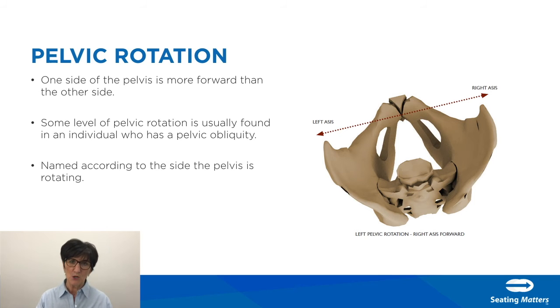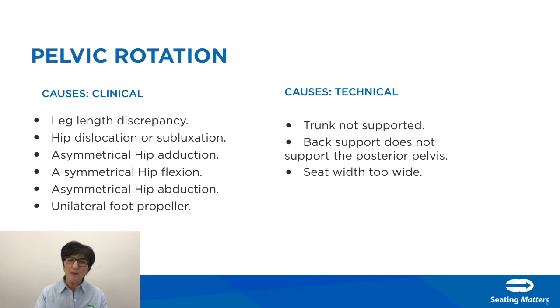So what are the clinical causes of a pelvic rotation? It may well be that they have a leg length discrepancy or a hip dislocation or subluxation, maybe from an old injury. Asymmetry in hip adduction, asymmetry in hip flexion, asymmetry in hip abduction, or if they're a unilateral foot propeller, which means they're using their one foot to move the chair forward. So all these clinical causes have to be assessed at the time when we're doing a seating assessment. It's really important when you're assessing that you assess both sides of the client.